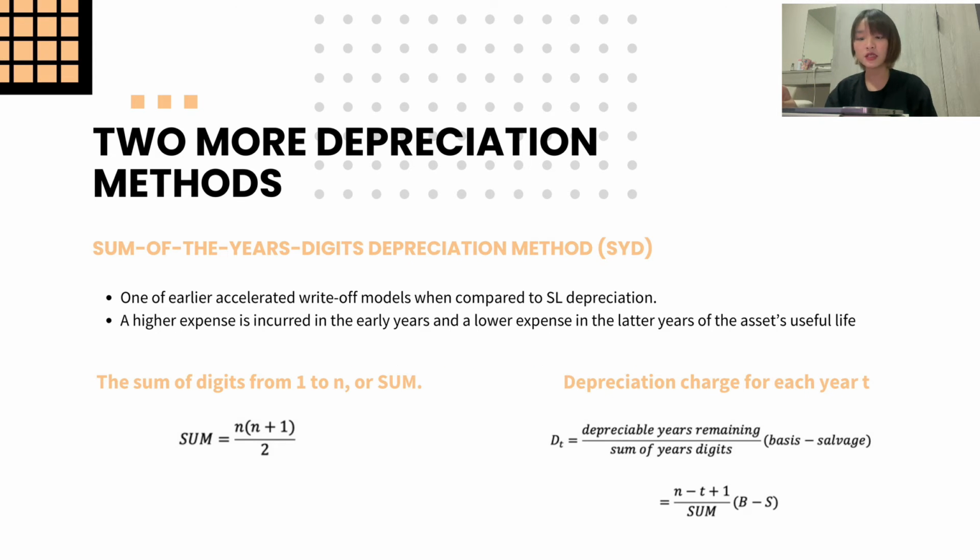The sum of the year digits depreciation method, or SYD, is an accelerated write-off model when compared to SL depreciation. A higher expense is incurred in the early years and a lower expense in later years of the asset's useful life. The sum of the digits from 1 to n, or SUM, is equal to n multiplied by n plus 1 divided by 2. And the depreciation charge for each year T equals the depreciable years remaining divided by the sum of year digits, multiplied by the basis minus the salvage.